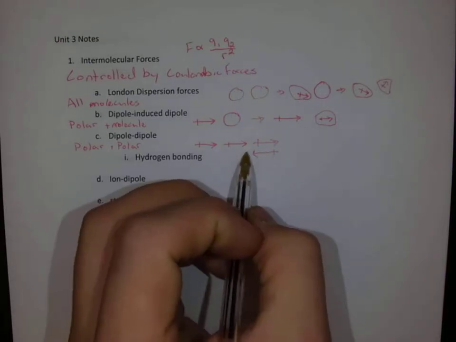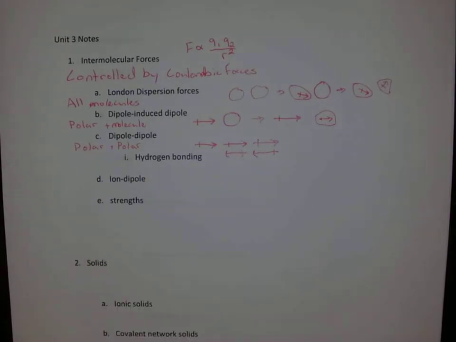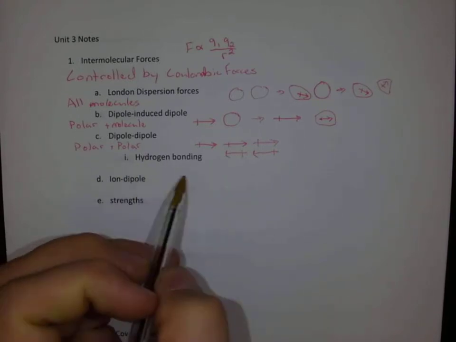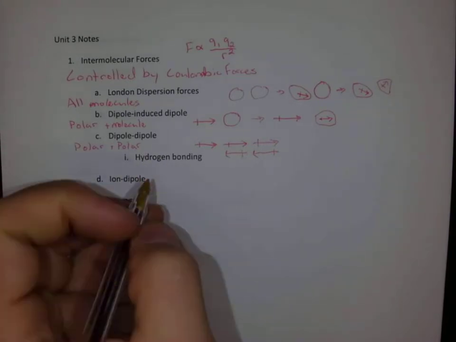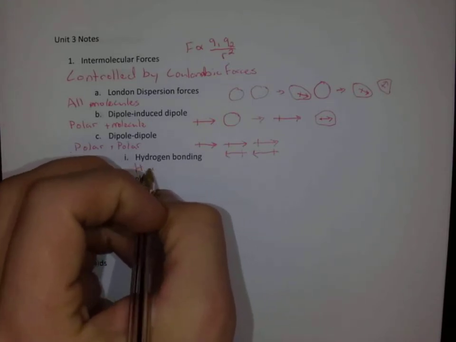So we get these interactions where the positive end of one polar molecule interacts with the negative end of another polar molecule. The reason why hydrogen bonding we kind of care a lot about is because it involves hydrogen, right? And it involves hydrogen bonded to F, O, N.